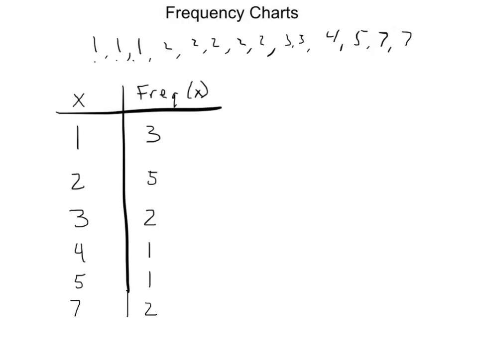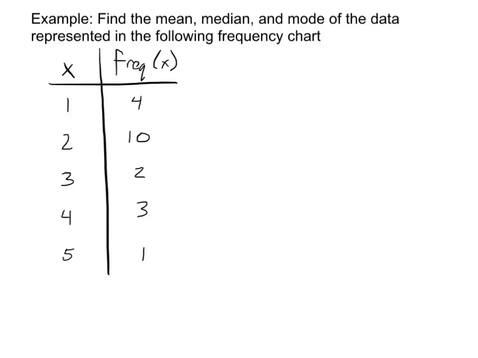So understand, when they give you a frequency chart, they're simply saying, hey, there was probably a lot of data and we didn't want to list it all out. Instead, we just wrote down what the data points were and how many times each of them happened. When you've got a frequency chart, you can still talk about mean, median, and mode. We just need to discuss how we're going to do that, and that's what the two examples I have here are about. The first example is really simple. I'm giving you a frequency chart and asking you to find the mean, median, and mode of the data.